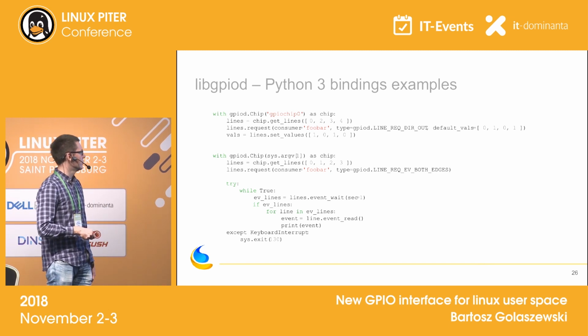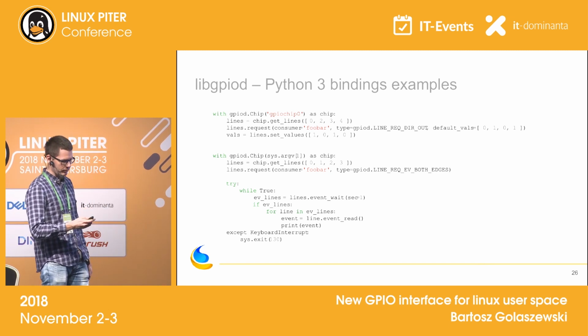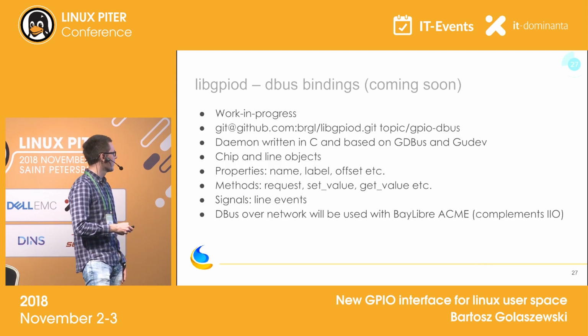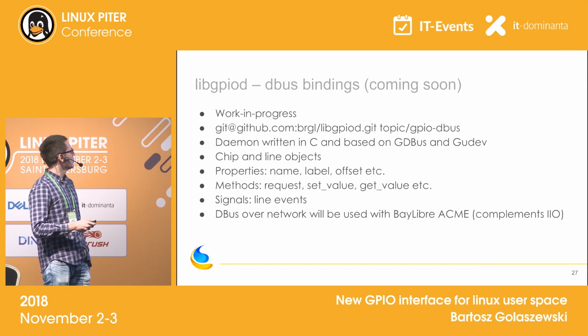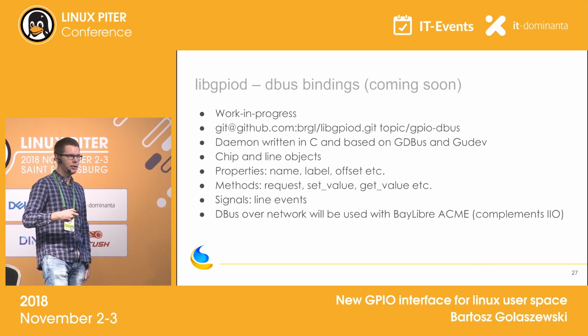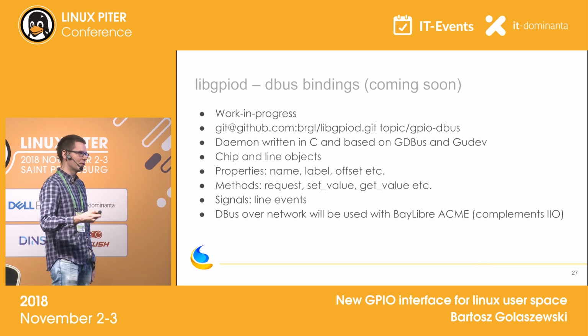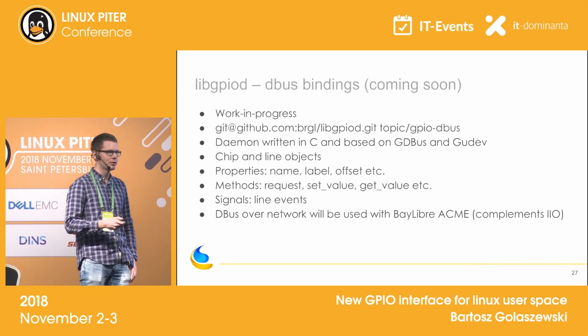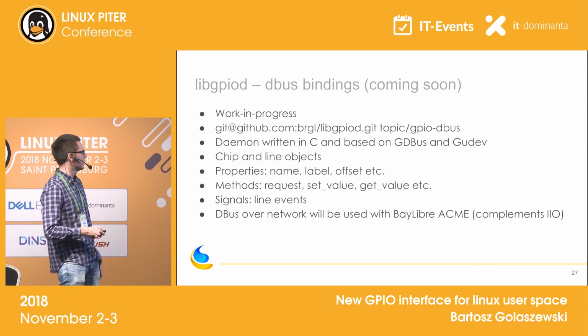Just another example of how we use Python. It looks very similar to C, just we have the with statement, because Python doesn't guarantee us freeing the resources. And yeah, so coming soon is D-Bus bindings. This is something we actually need to toggle GPIOs over the network, and I figured that maybe calling D-Bus methods over the network would be a nice way to do it. This is work in progress.